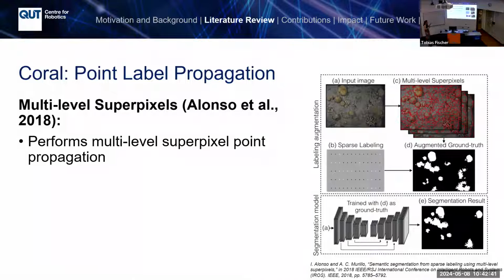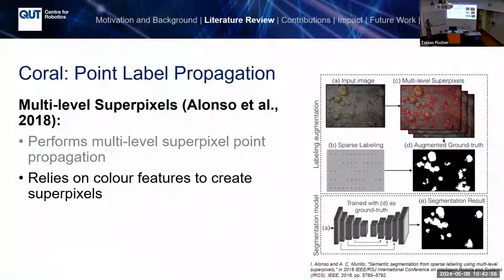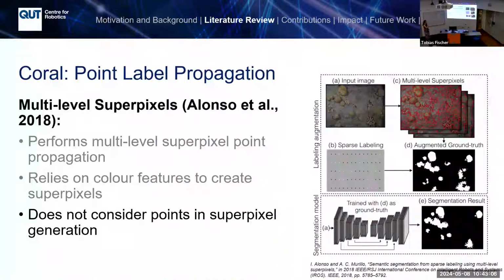So how this approach achieves this is by generating superpixels. So a superpixel is a group of pixels that have been grouped together into a segment. And the idea here is that the pixels have some similar features. So in this work, they use color features or RGB values to generate those superpixels. And then they combine the superpixel segments with the sparse labels to obtain the augmented ground truth. But they don't use the points in the superpixel generation itself. They only consider them as a post-processing step.